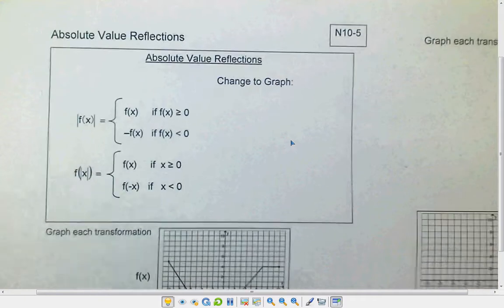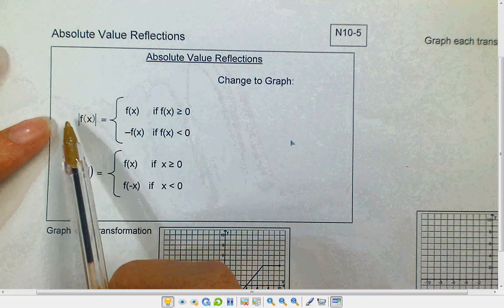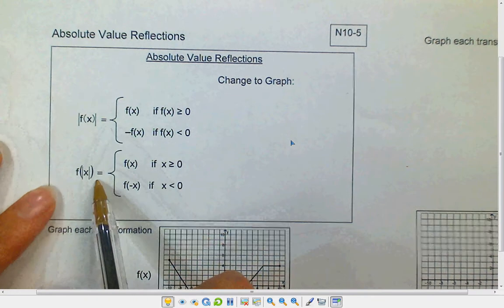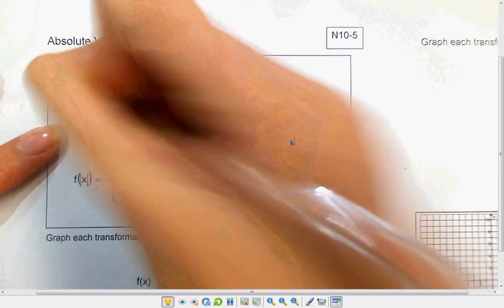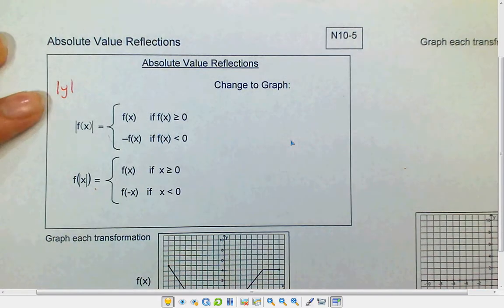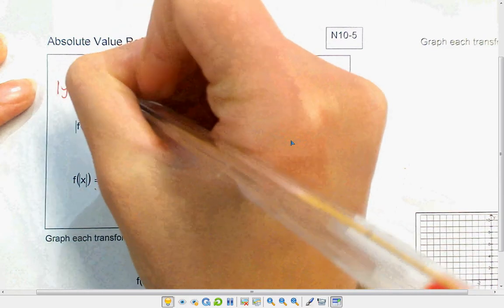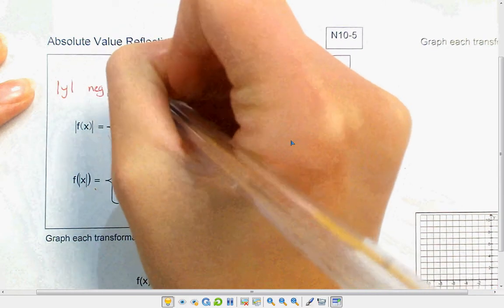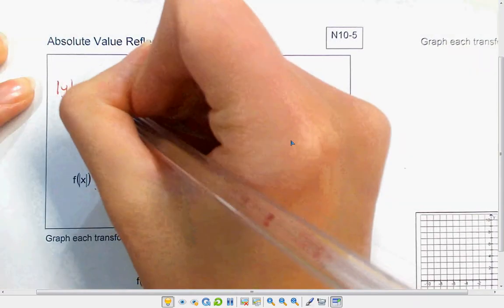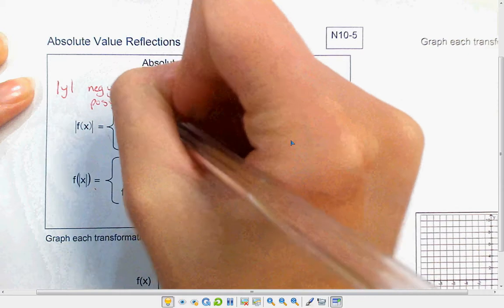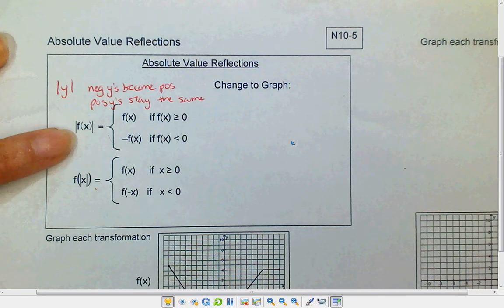Today we are learning about absolute value reflection. So what happens to a graph when you take the absolute value of either the entire function, so it's on the outside, or if it's on the inside? As we already know, if you're putting the absolute value outside, this is going to affect your y. So all of your y values, if they're negative, are going to become positive. So negative y's become positive, whereas your positive y values stay the same. So that's when you have absolute value outside of your f of x.